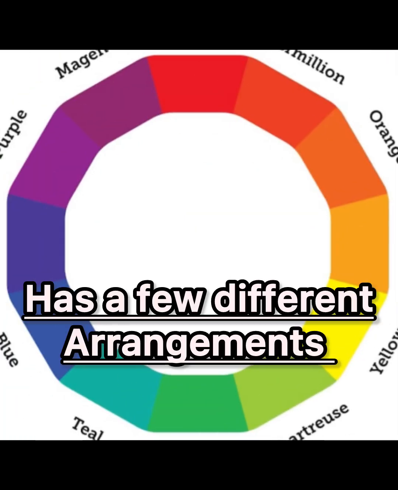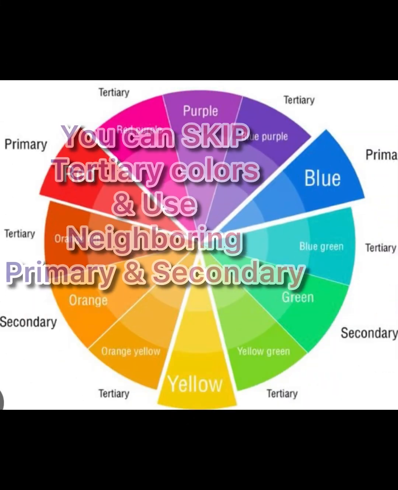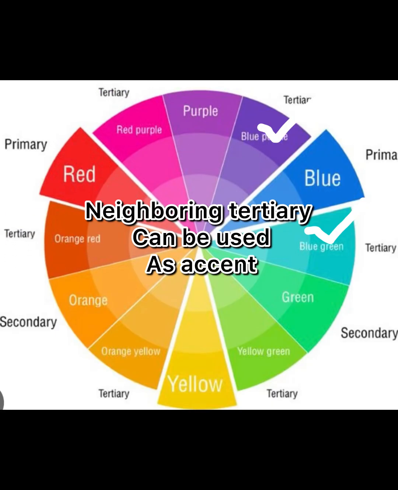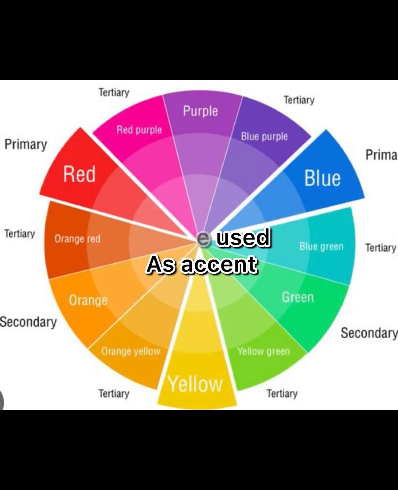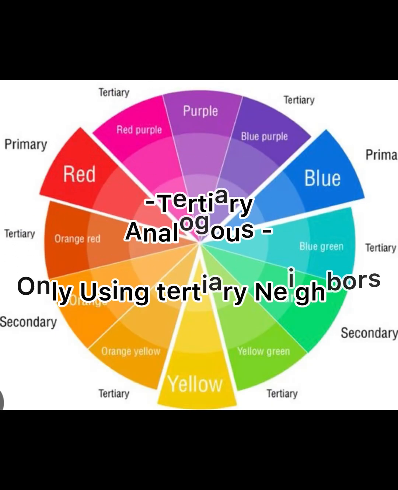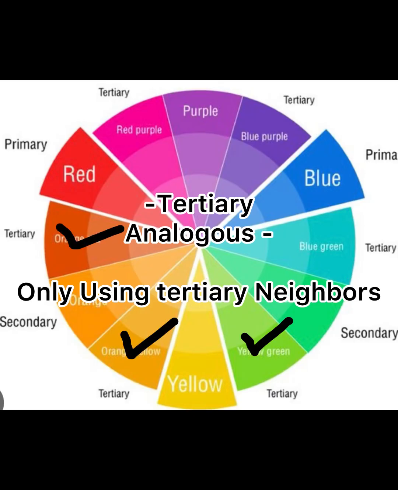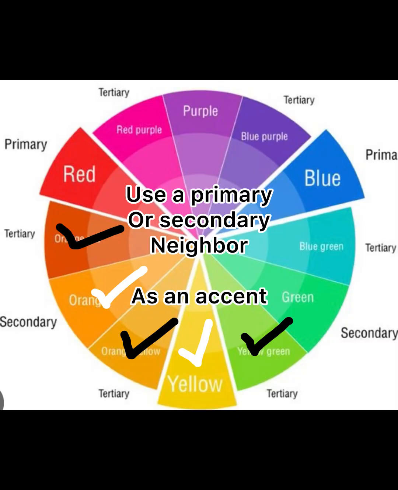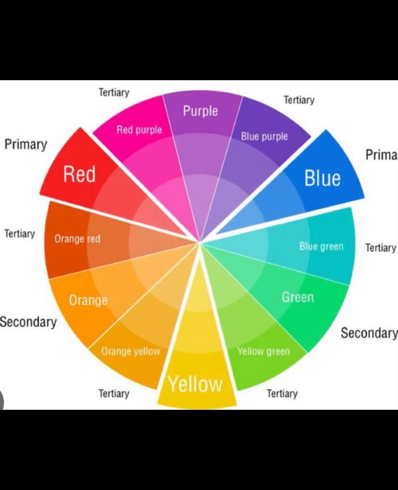Some complex analogous, like mixed, there's different arrangements here. Skipping your tertiary colors and just using a primary, secondary, and another primary. Or you can skip your primaries and secondaries and just do tertiary neighbors. It works just fine, and use a secondary or primary sandwiched in there as an accent. Those are just complex analogous.